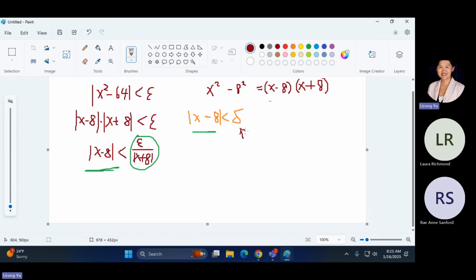So then we relax this so we can have a proper boundary for it. So then let's think about how we relax this further. Our target will be epsilon times a number. So we wish to have x plus 8 be bigger than something, since it's in the denominator. This is our intention.